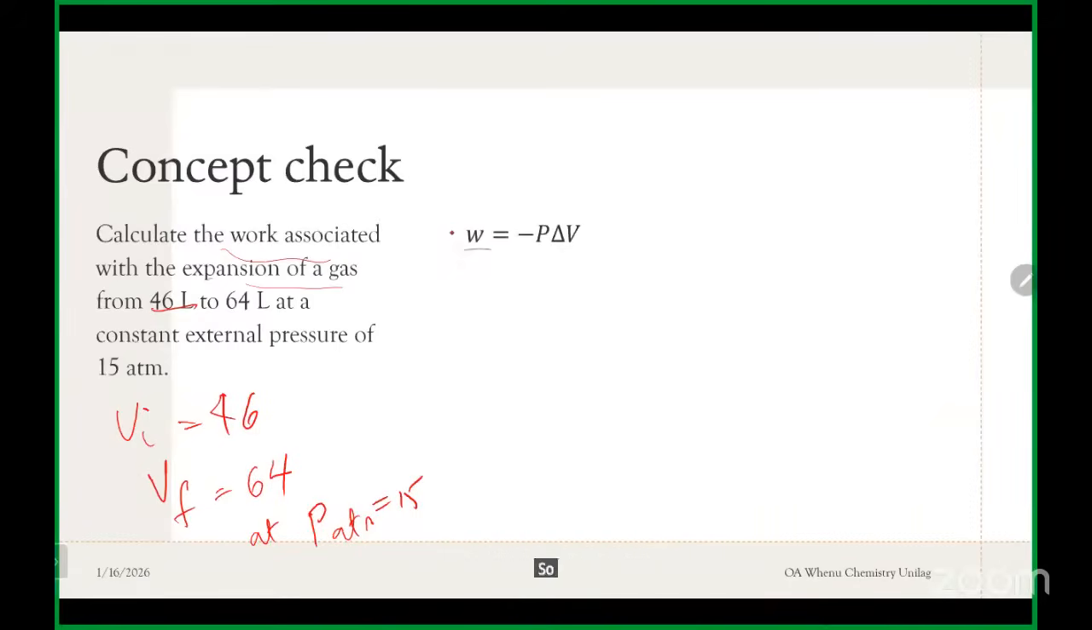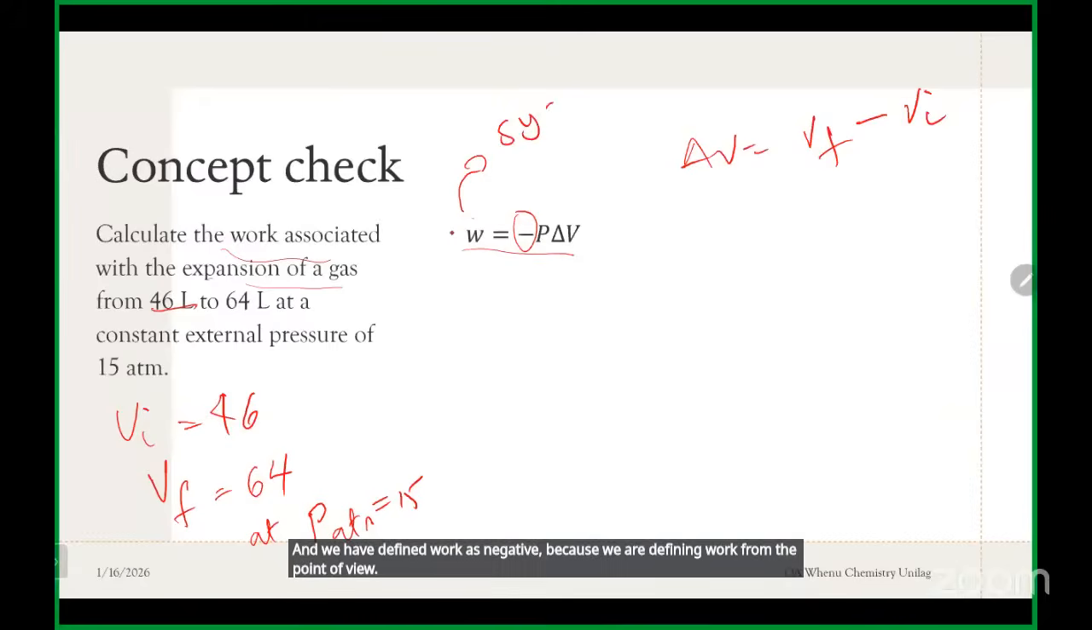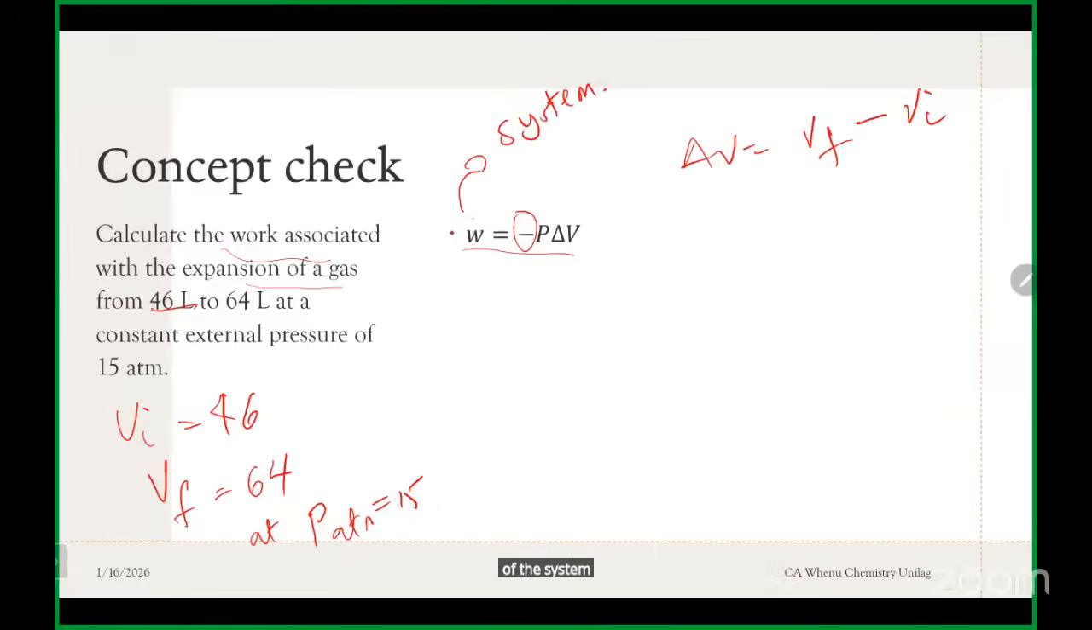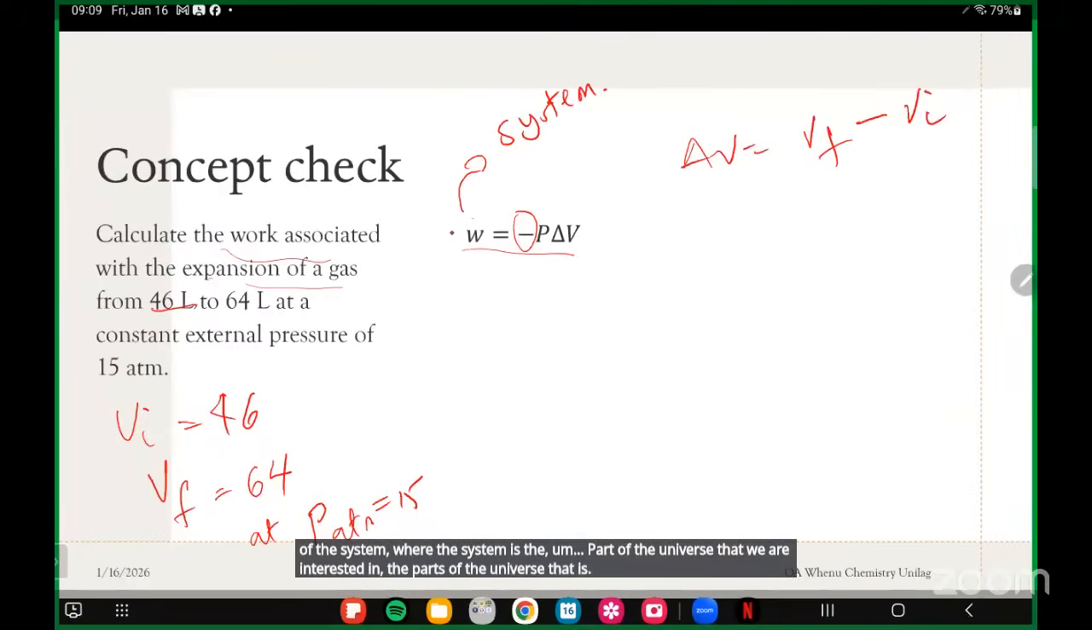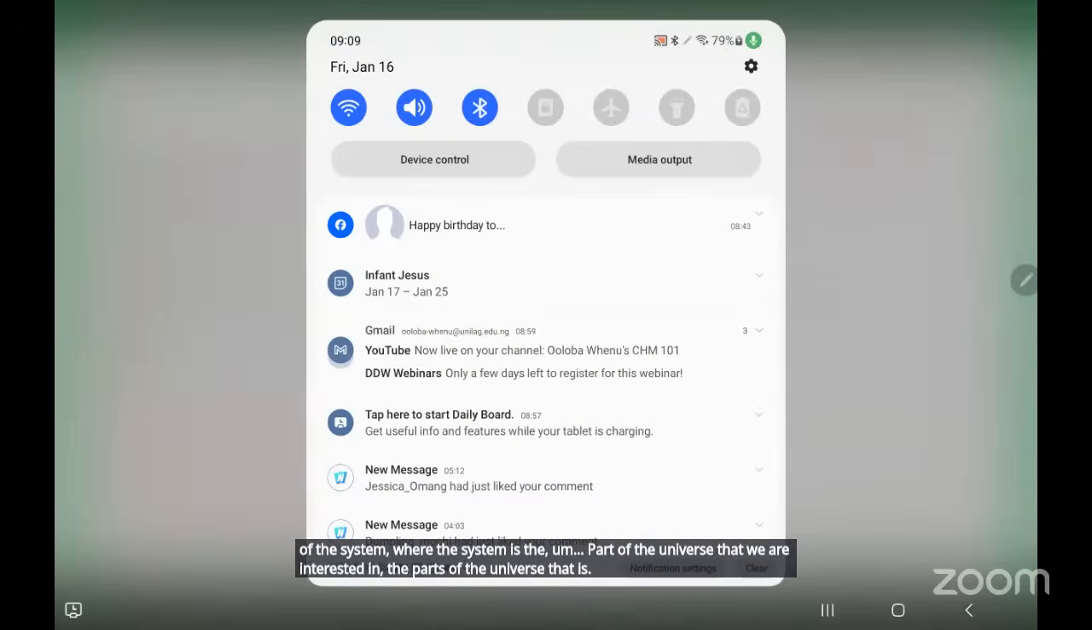So we have defined work as minus P delta V, and our delta V is equal to V final minus V initial. And we have defined work as negative because we are defining work from the point of view of the system, where the system is the part of the universe that we are interested in, the part of the universe that is of interest.